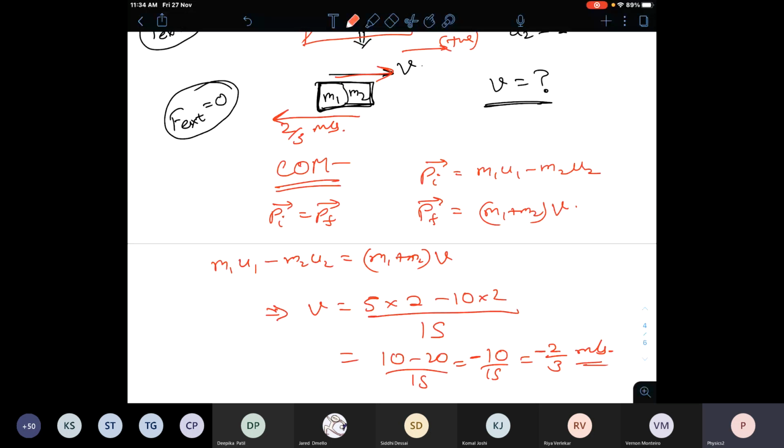Someone had written 2 also. Most probably you have not considered the direction. You must have done m1 u1 plus m2 u2, so that is wrong. Direction also you have to consider. If you neglect the direction, then it will be wrong. So this is conservation of momentum. You all know the basics of conservation of momentum.